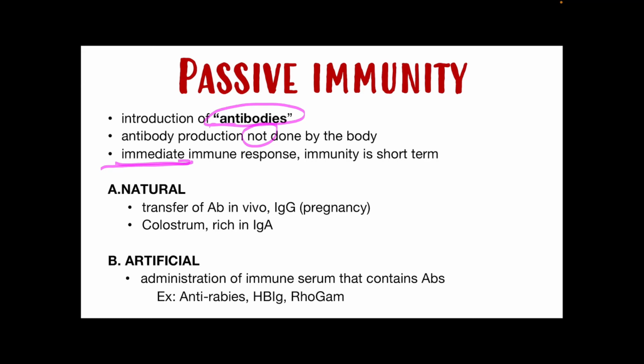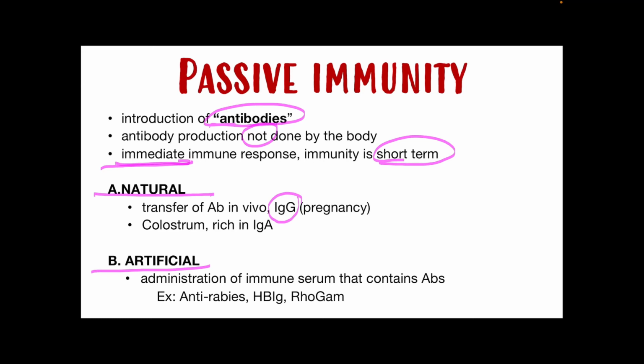But because you did not give your body time to produce antibodies, the immunity is just short-term, unlike your active immunity. Like active immunity, this could also be natural passive immunity or artificial passive immunity. For natural immunity, we have transfer of antibody in vivo, just like in pregnancy, because some classes of IgG can cross the placenta. So the babies will be protected by the antibodies coming from the mother.